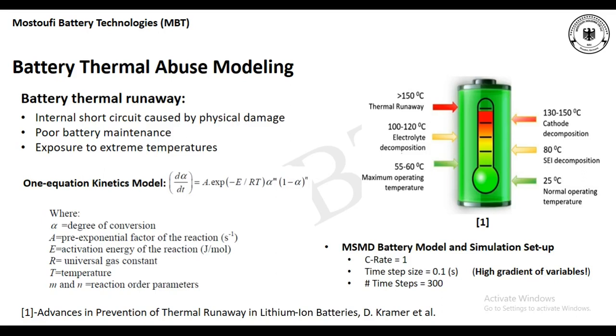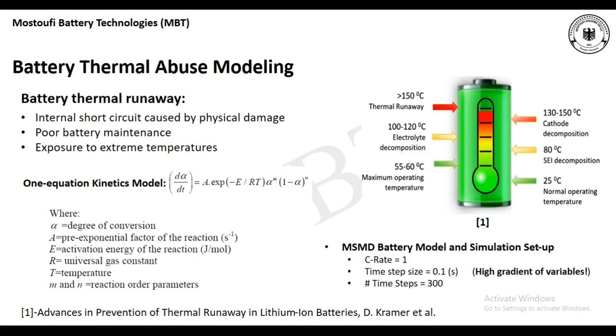For a battery, there are several temperature values that define your battery functionality. The normal operating temperature for a battery is 25 degrees. The maximum operating temperature is around 60 degrees, and above this temperature, several decompositions will occur in your battery. For example, the SEI decomposition, the electrolyte decomposition, and cathode decomposition. And at temperature values like 150 degrees, thermal runaway will occur and your battery will lose functionality.